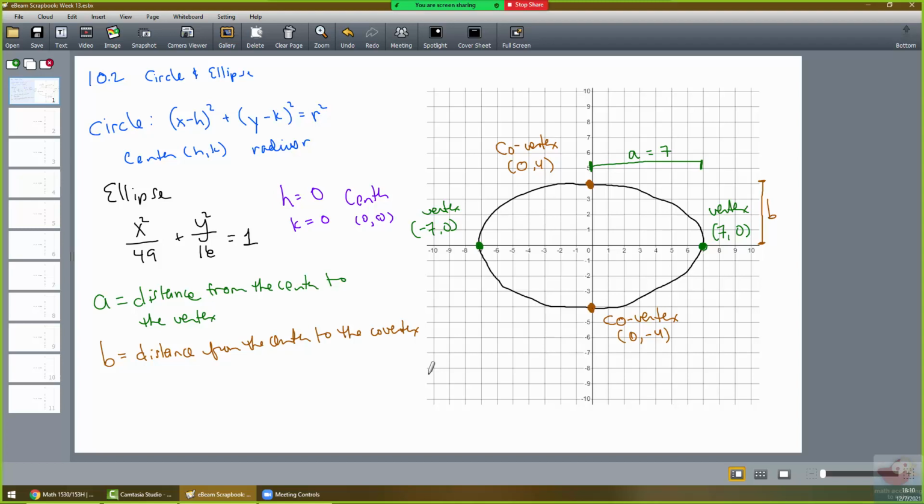So if you know where your center is, and if you know how it's positioned, either an ellipse this way, which we would call horizontal, or an ellipse this way, which we would call vertical, and you know your a and your b, you can draw your 4 points necessary to create the ellipse.